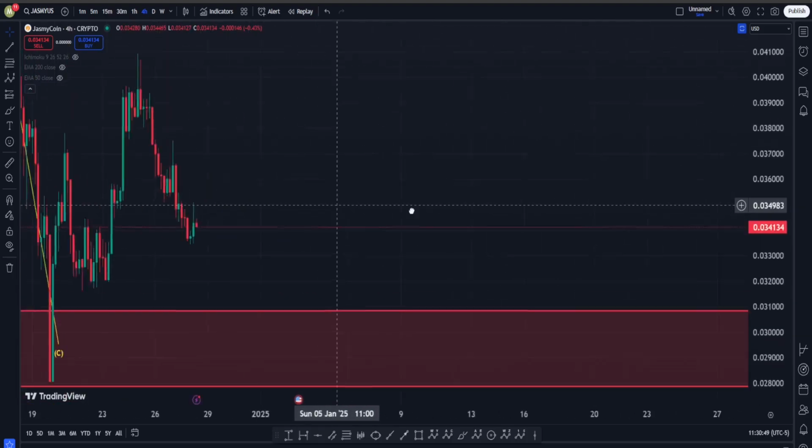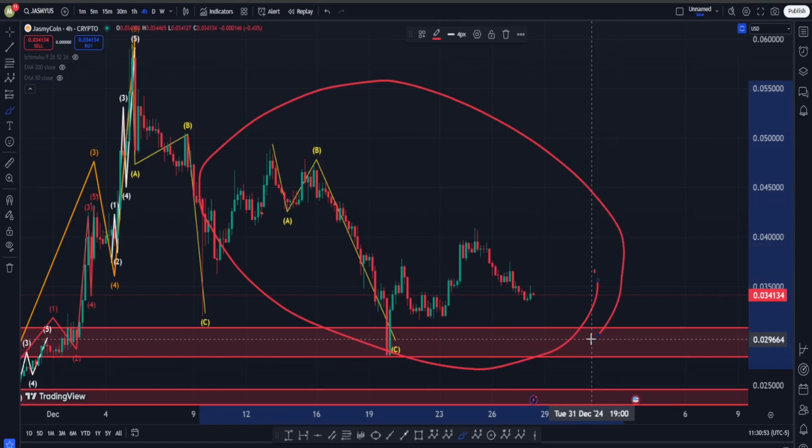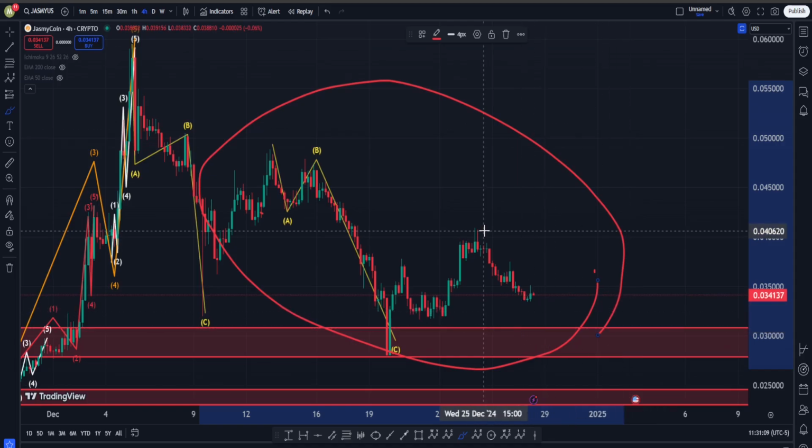Okay, in today's video about JasmyCoin, I want to check out this whole part of the price action and tell you why I believe we are approaching a very key moment in here, and I think soon it's going to be decision time. So that's it.